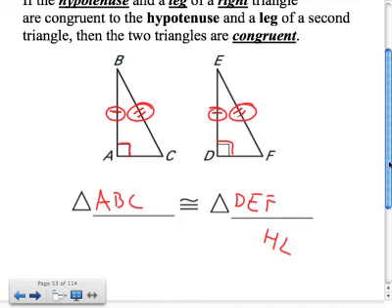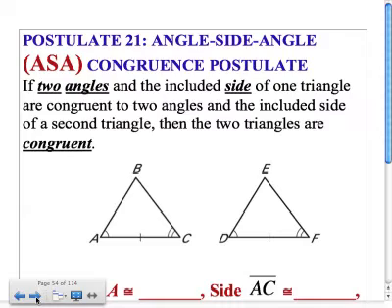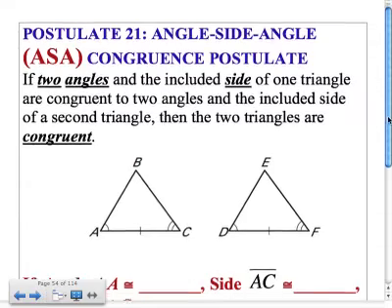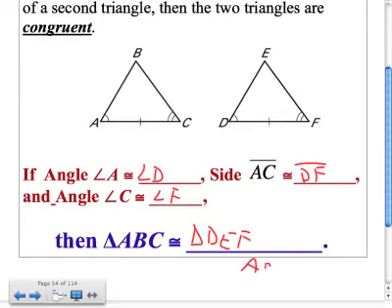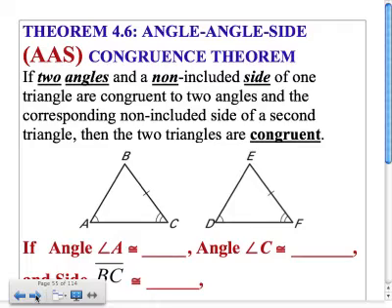That one's probably a little bit obscure, a little bit harder to understand. Angle side angle. If two angles and the included side of one triangle are congruent to two angles and the included side of a second triangle, then the two triangles are congruent. So similar to side angle side, but just reversing things. So if angle A is congruent to angle D, side AC is congruent to side DF, and angle C is congruent to angle F, then the two triangles ABC and DEF are congruent because of the angle side angle congruence postulate. And again, we'll see all these in action as we get to work in class, and we'll sort things out.